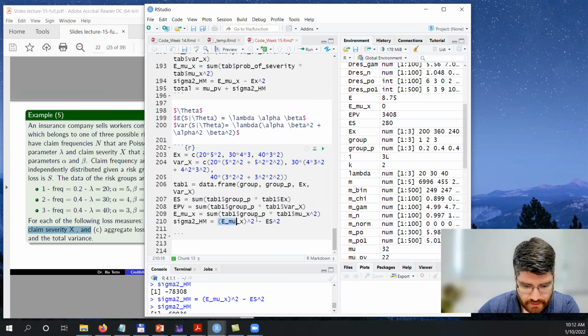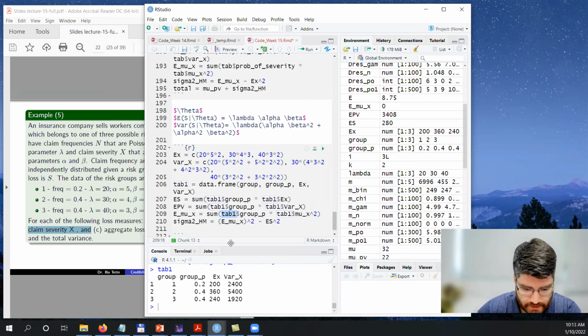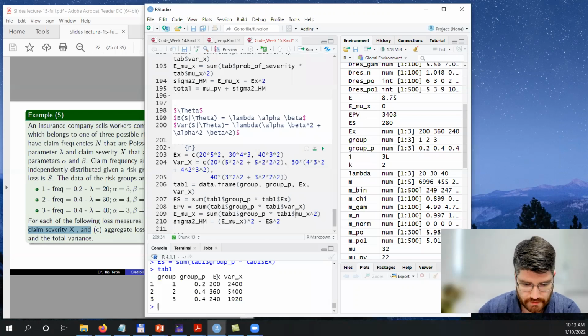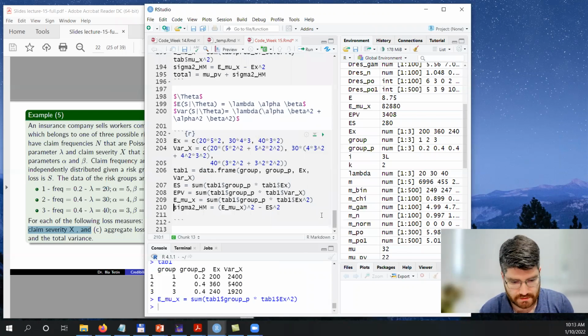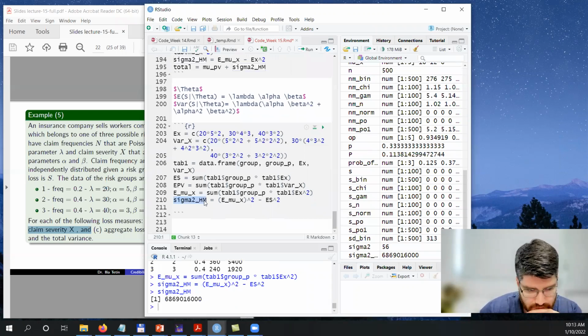Then here E mu x. So we will multiply tab 1. What is our tab 1? We will multiply 0.2 times tab 1. Tab 1 doesn't have mu x squared. Yes, this is the problem. So the tab 1 has EX parameter, EX squared. So this is it. And our sigma squared HM has a really big value.